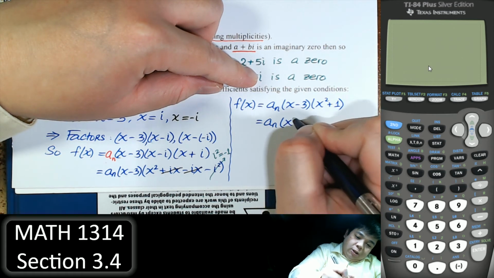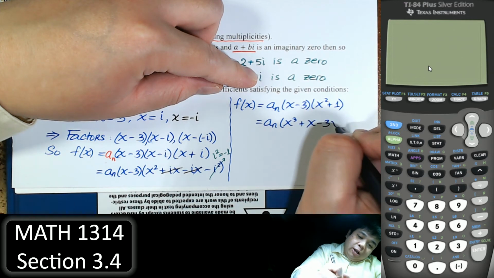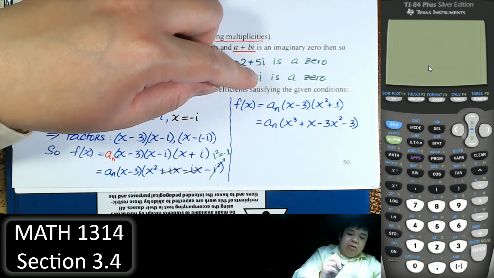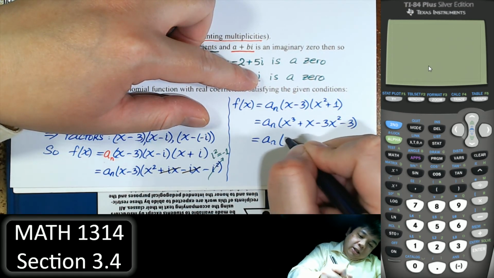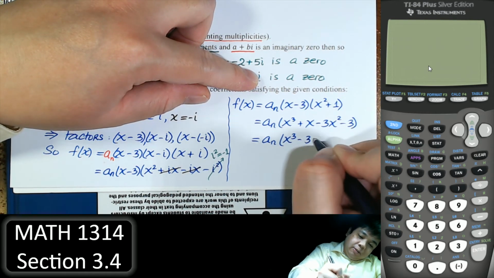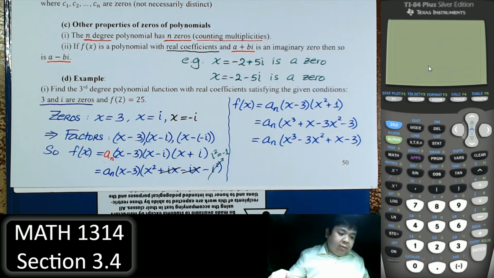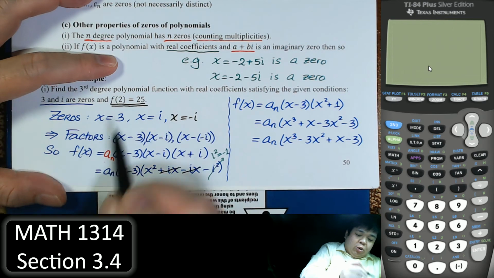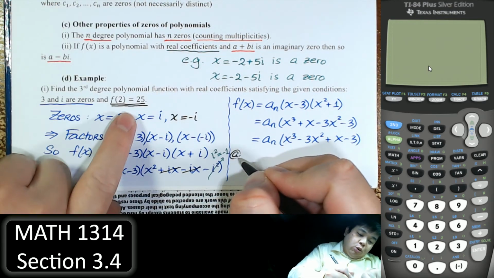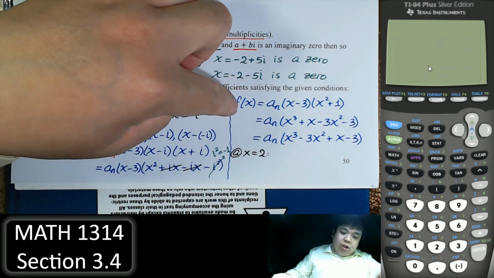Right? And multiply this out. x cubed plus x minus 3x squared minus 3. Right? Of course, we can put them in decreasing order of degrees. Now, it would be nice if we solve for a sub n, and one piece of information we haven't used is f of 2 equals 25. So when x equals 2, I'm going to put 2 in here for x.